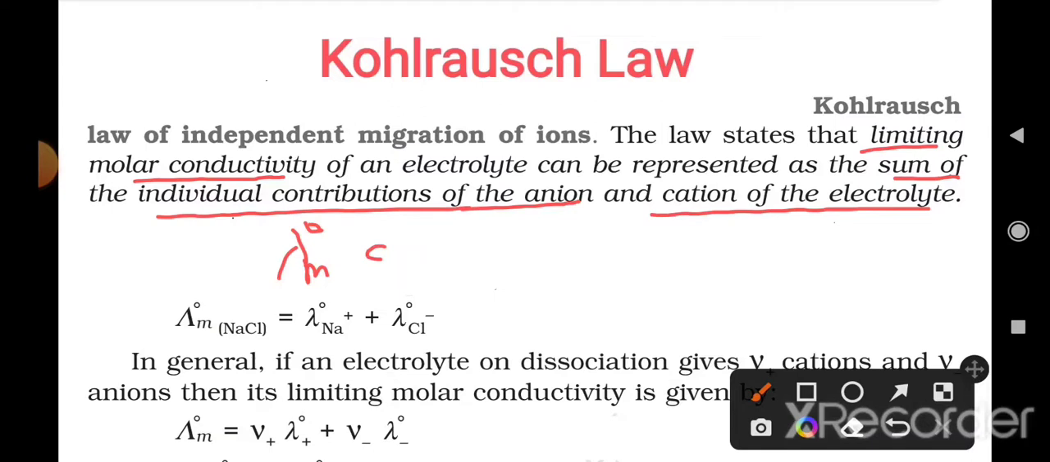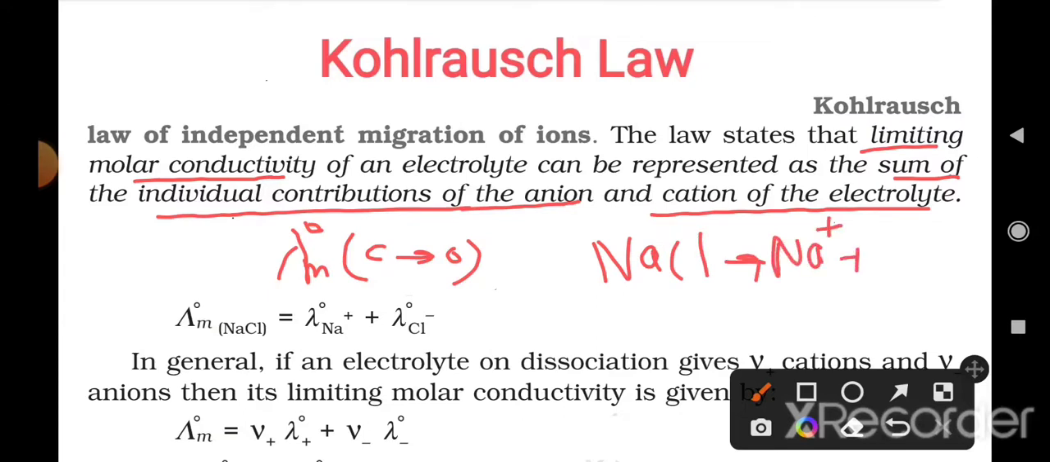That means on dilution the concentration approaches 0, that is the limiting molar conductivity. Now the limiting molar conductivity for an electrolyte can be represented by the individual contribution of anion and cation. As we know, an electrolyte like NaCl has an anion and a cation part, that is Na plus and Cl minus. So this is the electrolyte NaCl, and these are the cation and anion.